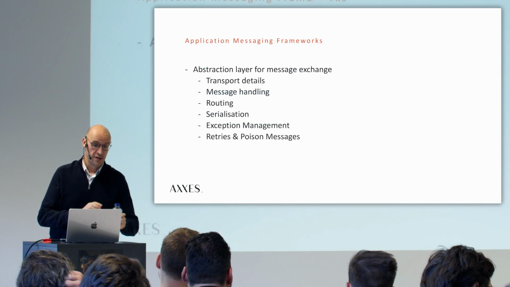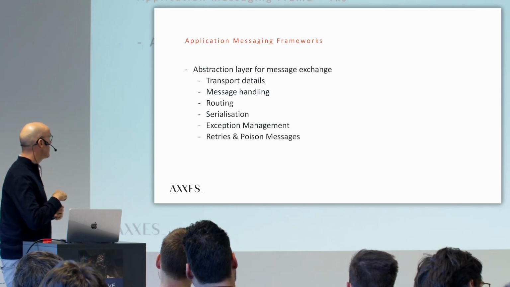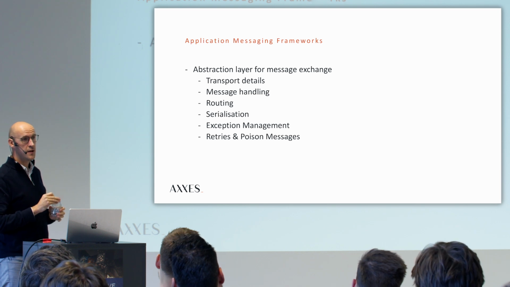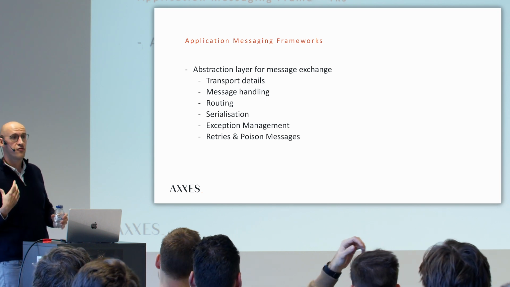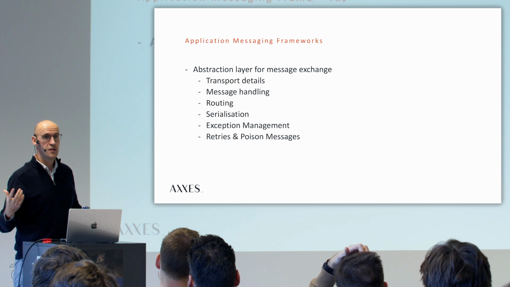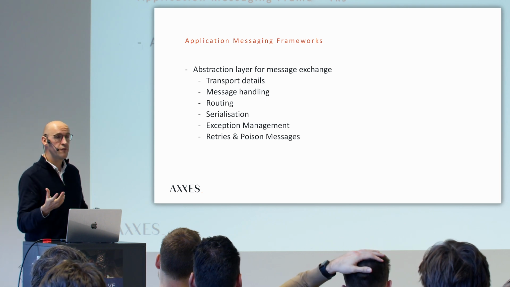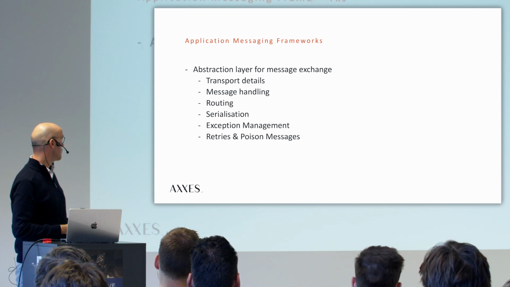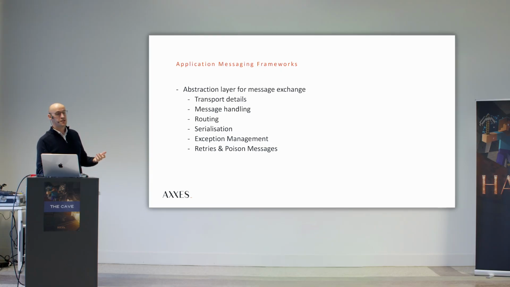Now, what else do these frameworks do for you? Well, they take care of routing as well. Let's say that you have to send a message from service A to service B. Well, they're going to take care of making sure that it's delivered to service B. If you want to serialize your message, or you don't want to, but you have to, they are going to take care of it. But they also take care of, for example, exception management and retries or poison messages.